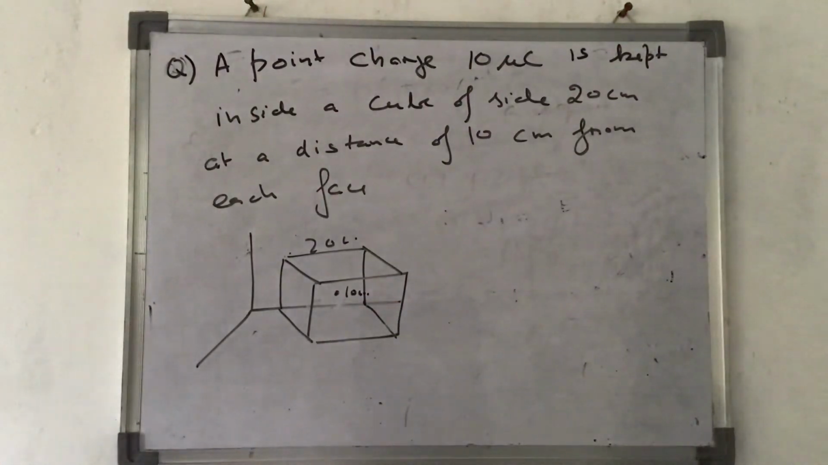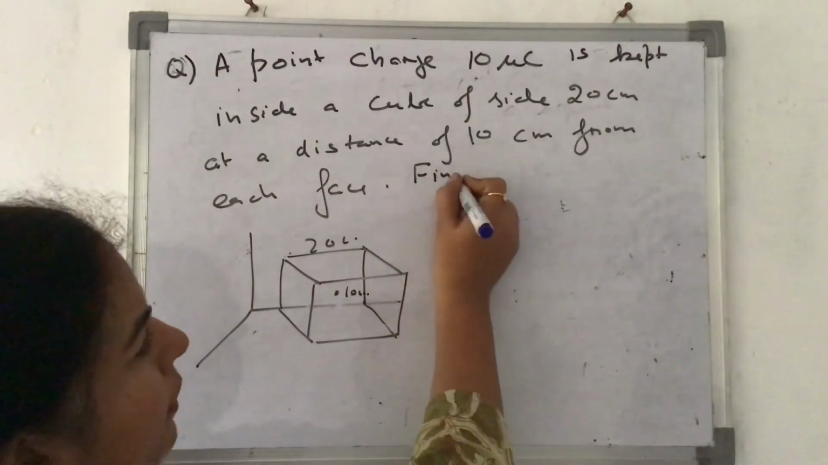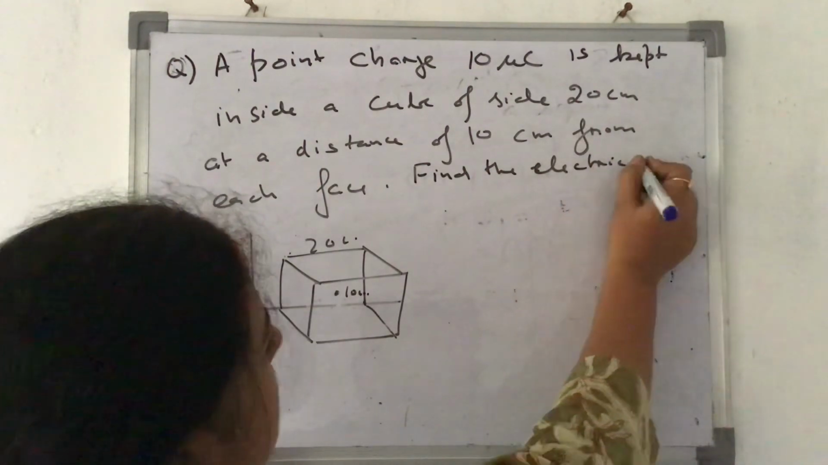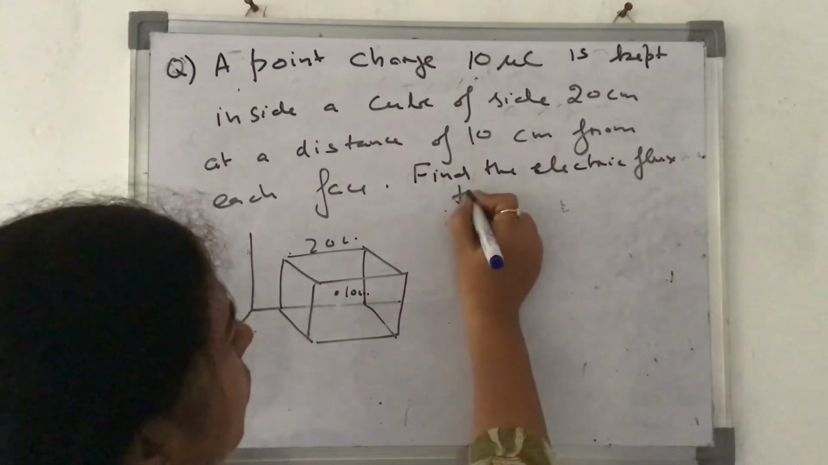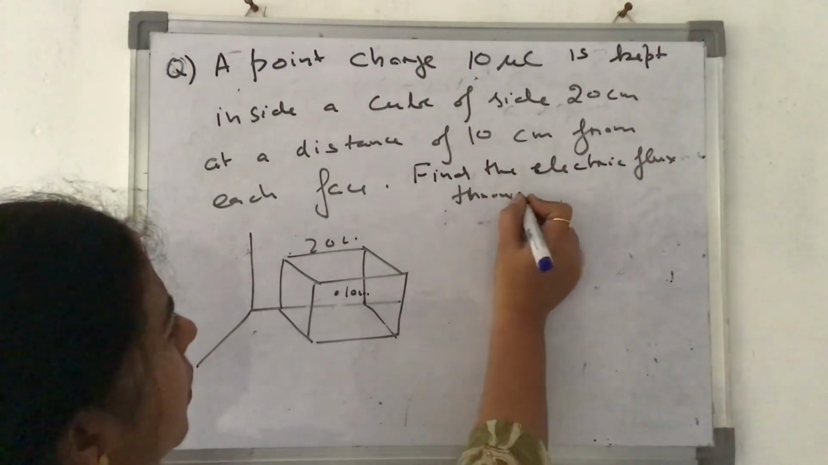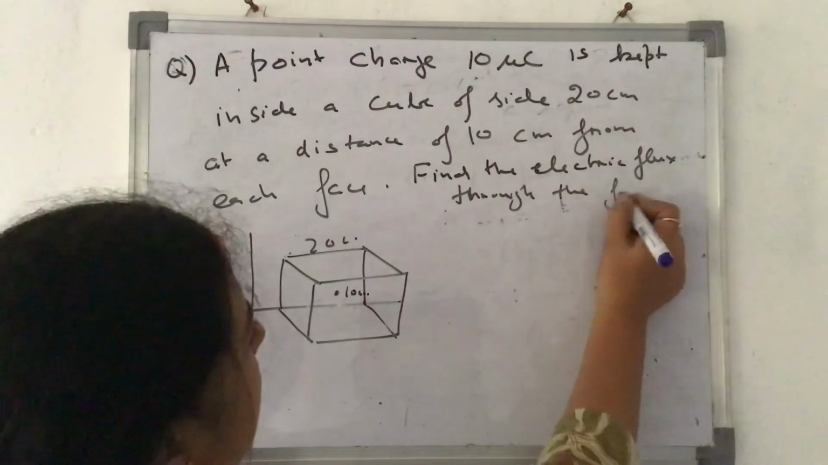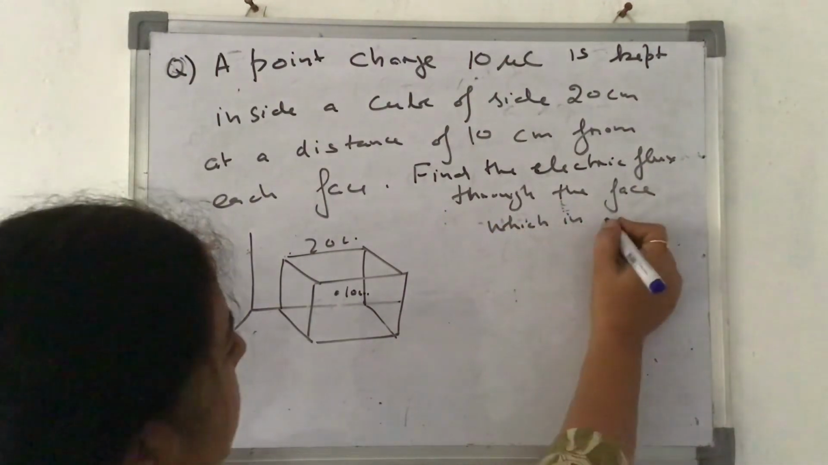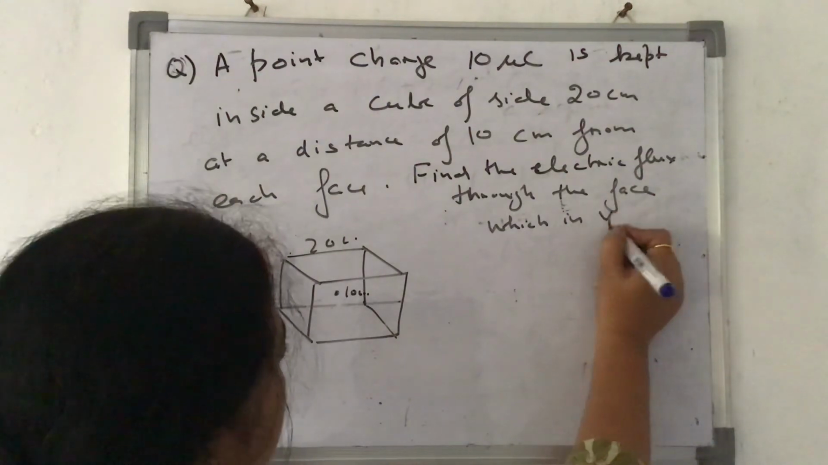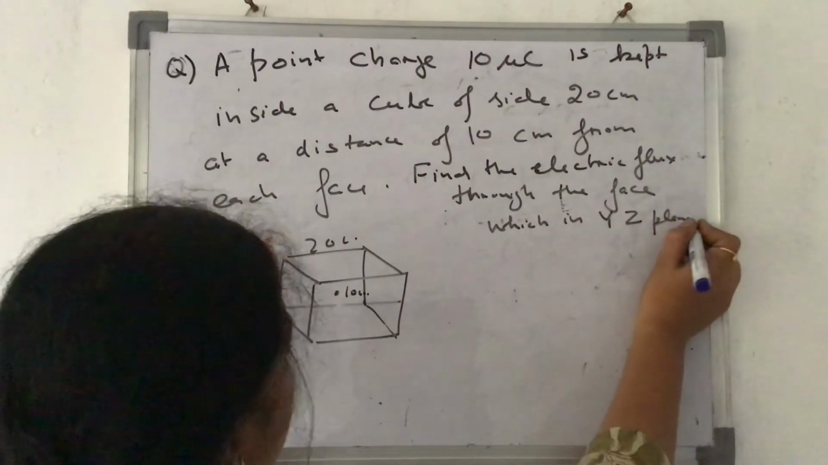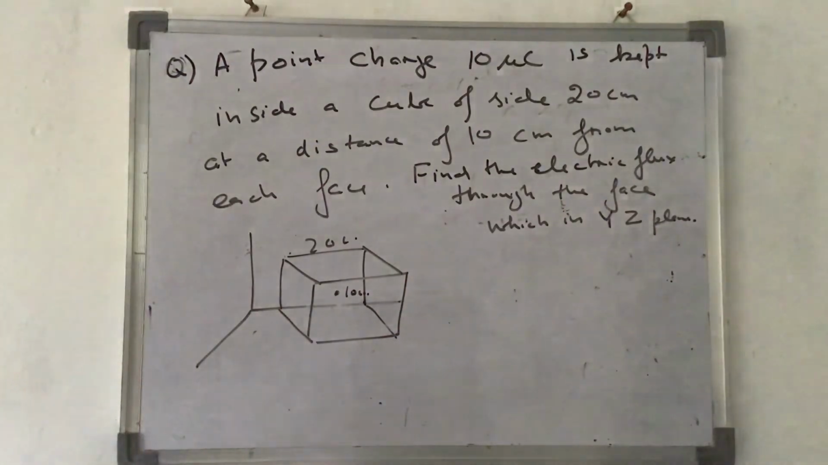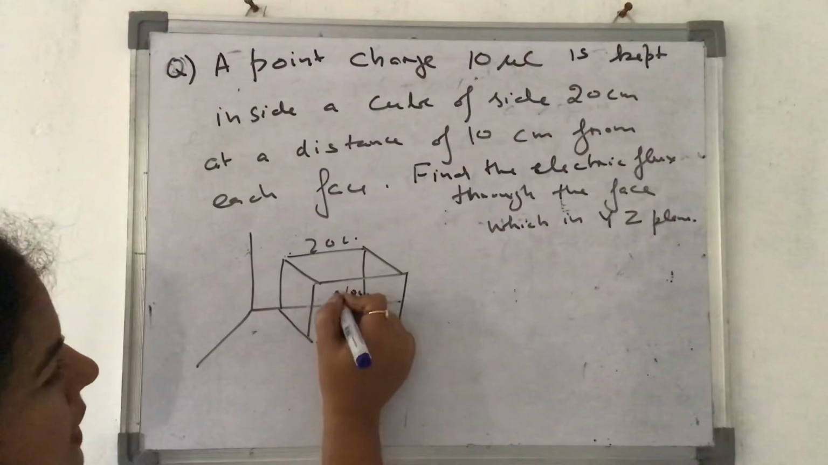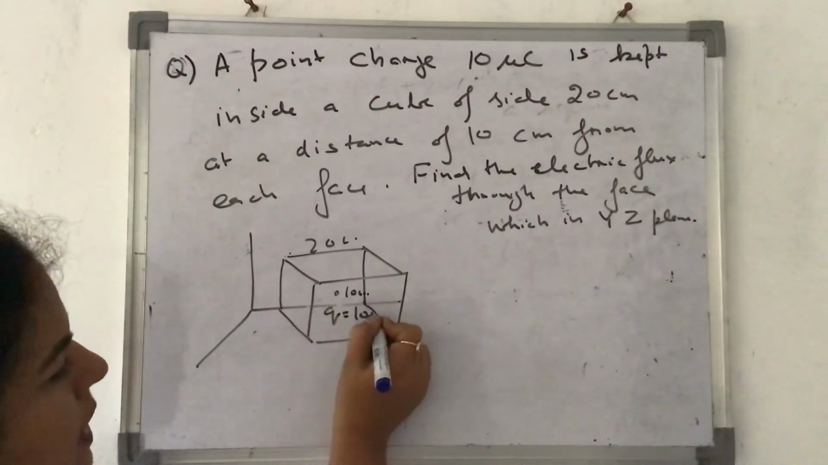Now question is, find the electric flux through the face which is in YZ plane. You have to find out the electric flux. This is a charge. Charge is equal to 10 microcoulombs. It is present at this place. 10 microcoulombs is the charge.